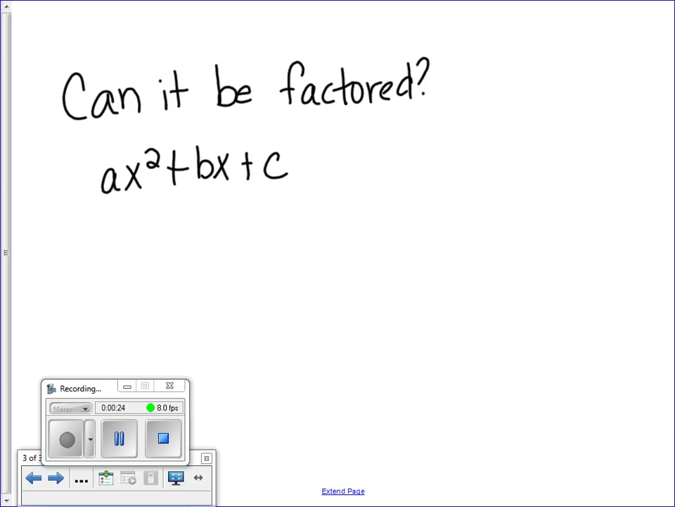A trinomial in standard form, ax squared plus bx plus c, right? If you put b squared minus 4ac in and work it out, and it's a perfect square, then it's factorable, okay? If b squared minus 4ac equals a perfect square. Do you know what a perfect square is? Okay, that's in geometry. What is it?